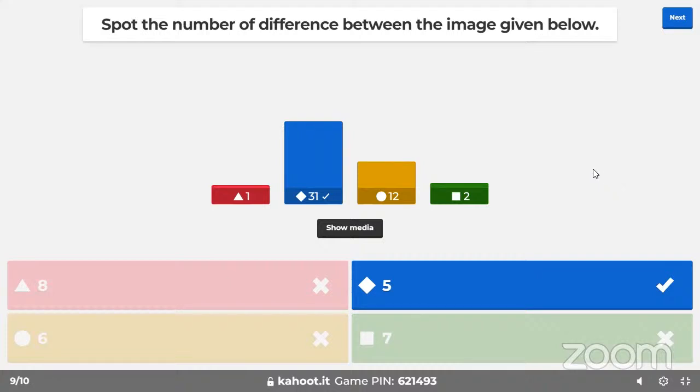So that was the 9th question. We were just there. So there is only one more question to decide the winner. So let's see the leaderboard. Will there be any change? Let's see.